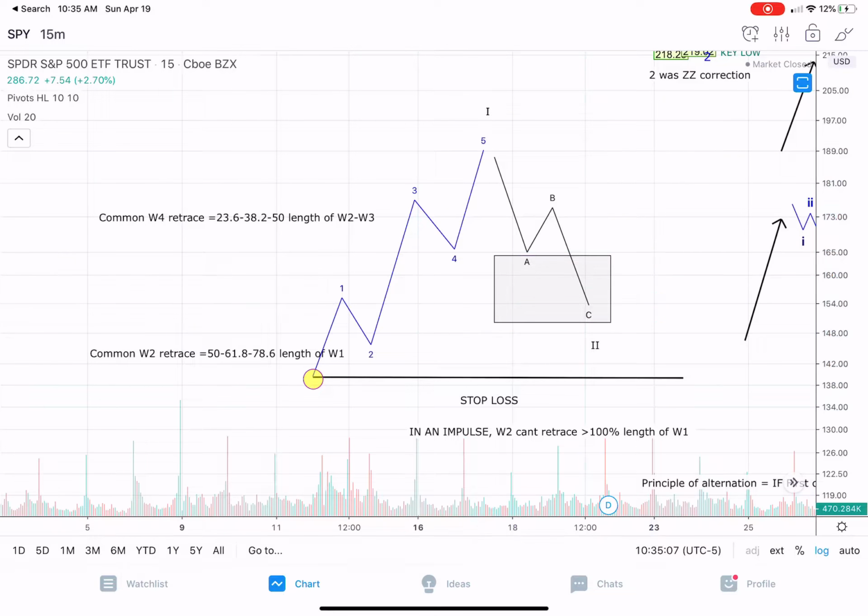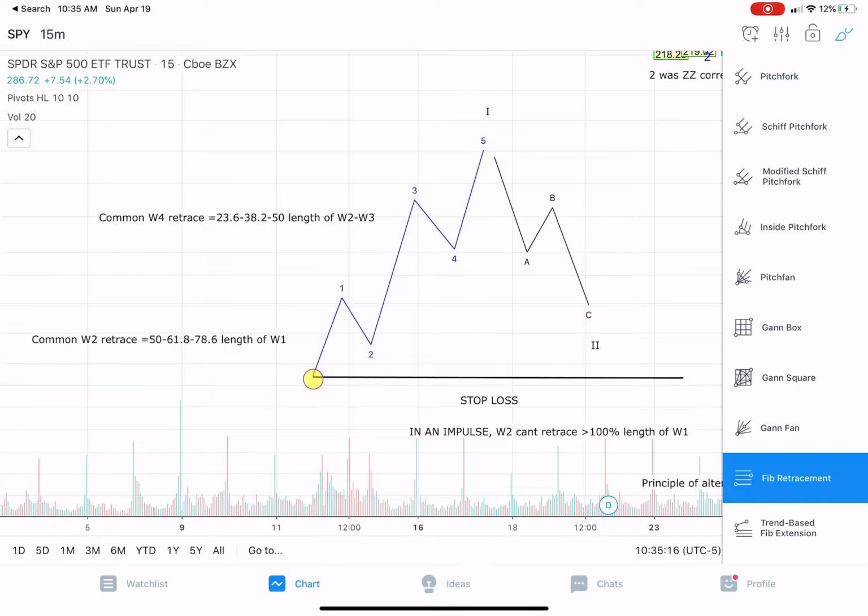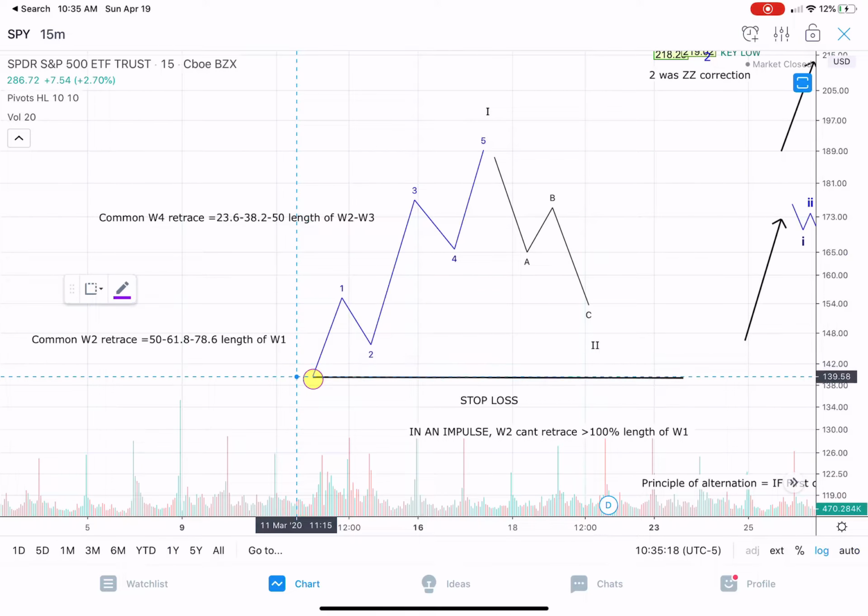So starting with just some basic concepts on the bottom here. Here I have a basic 5-wave structure. We have our 1, 2, 3, 4, 5. And a lot of questions are, hey, how do you measure your retracements? So in this, we have a start of an impulse here.